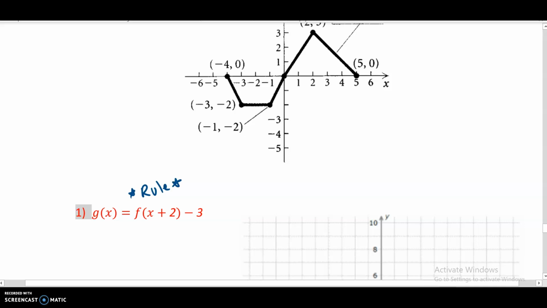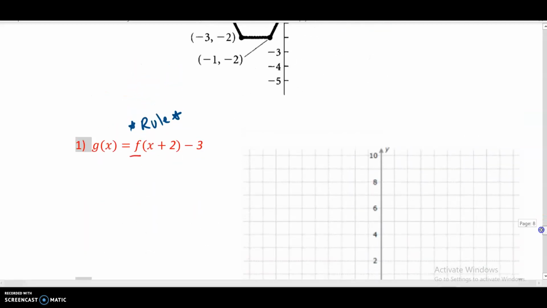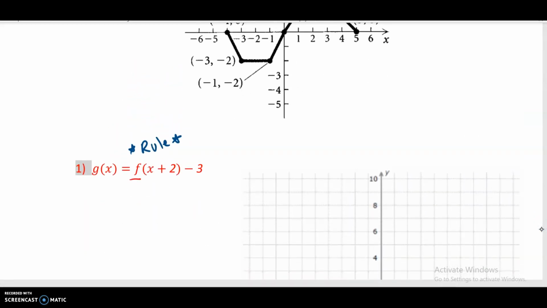This function rule says to get g of x, you're going to take the function f, which is just defining the function we're using in this graph. You're going to take the x values and add or subtract a number to them, and you are also going to add or subtract a number to the outside of the function here. So instead of looking at this like an equation, you're going to look at it like a rule. And I'm going to first define what each rule is.